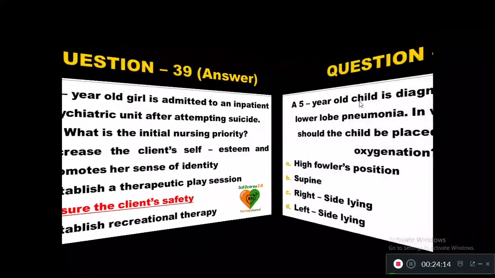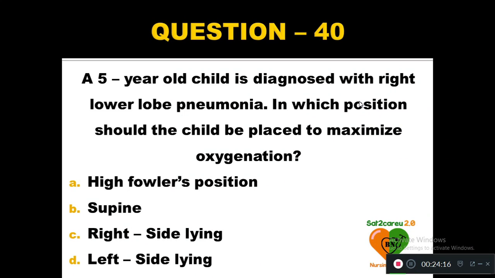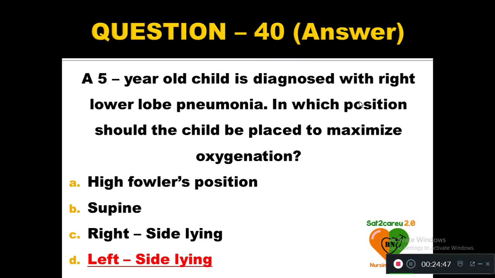Question number 40. A 5-year-old child is diagnosed with right lower lobe pneumonia. In which position should the child be placed to maximize oxygenation? Option A, high Fowler's position. B, supine. C, right side lying. D, left side lying. The correct position for a child who has right lower lobe pneumonia will be option D, left side lying position.